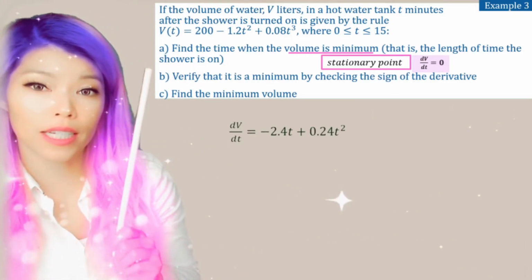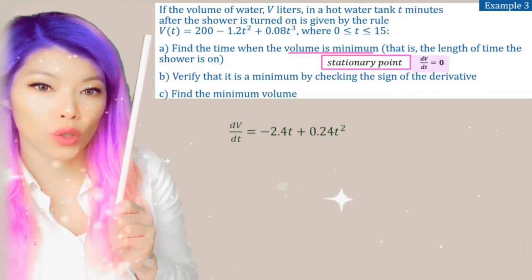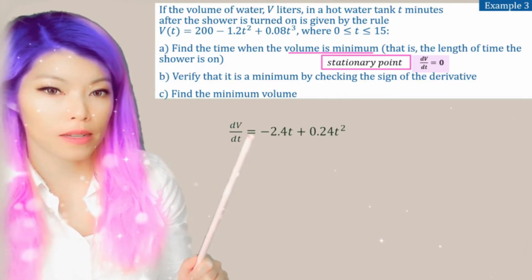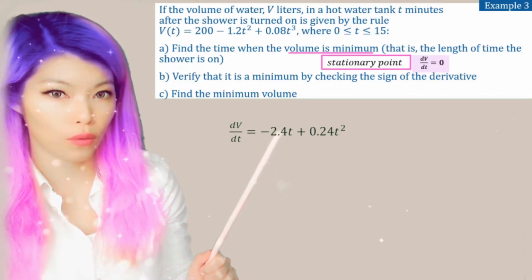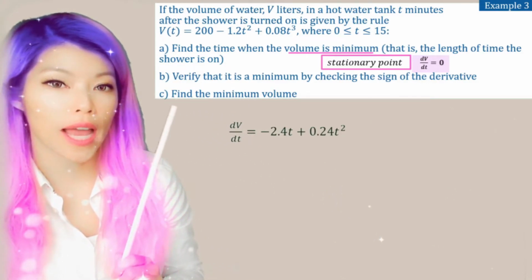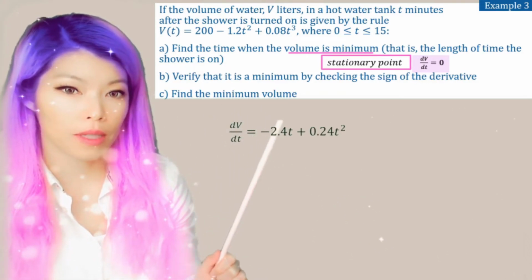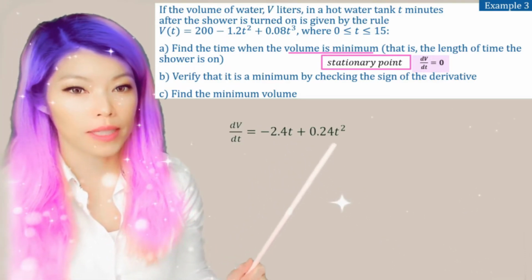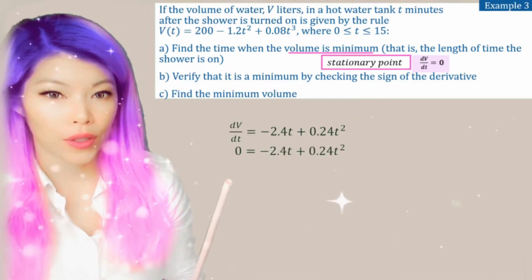So let's find dV/dt. So if that's V, then the 200 disappears, minus 1.2t squared becomes minus 2.4t to the power of 1. And then 0.08t cubed becomes 0.08 times 3 is 0.24, and t cubed becomes t squared. And we let that equal to 0.